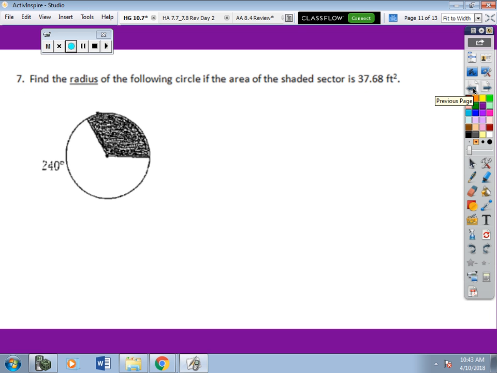Reagan, did you get it? I'm still getting -8.5. They want us to find the radius.